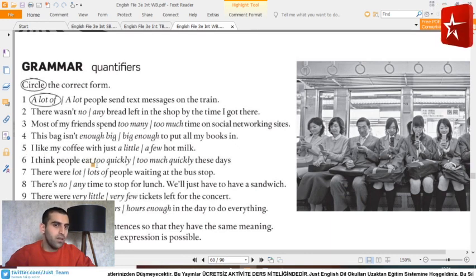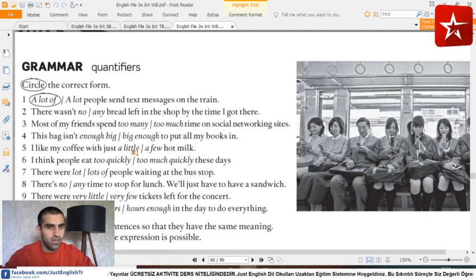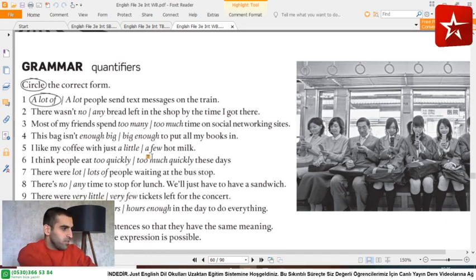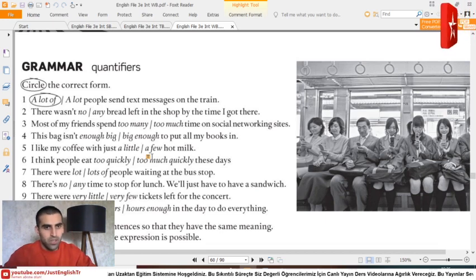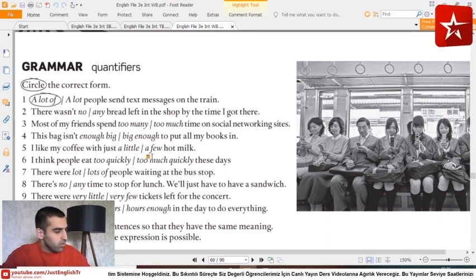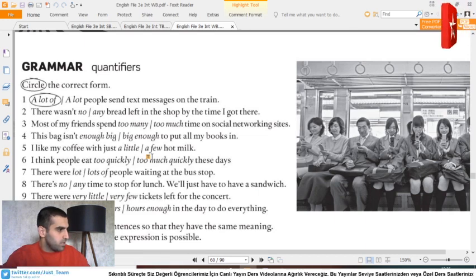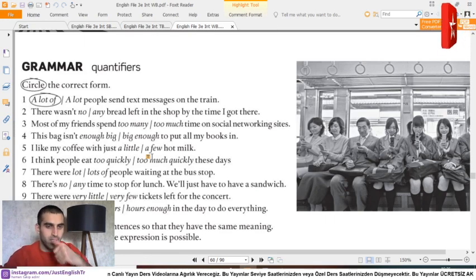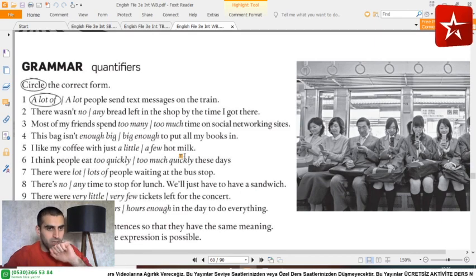Number 5. I like my coffee with just a little or a few hot milk. So hot milk is countable or uncountable noun. The first thing we should pay attention to is noun. Okay, so number 5, a little or a few. Esra says a little, Irina says a little, Mary says a little because it is uncountable. Yes, that's the correct answer. A little hot milk. Great.